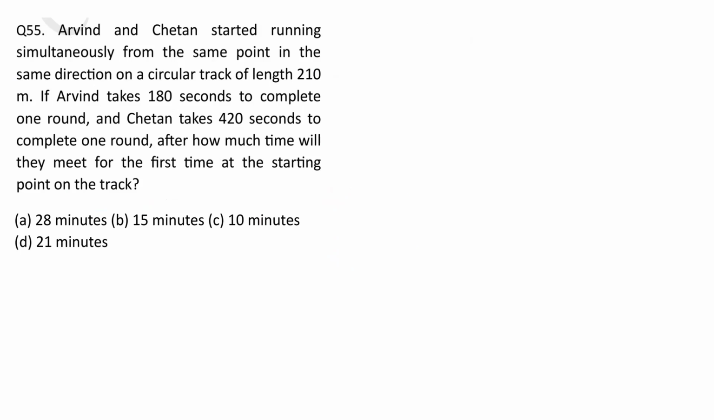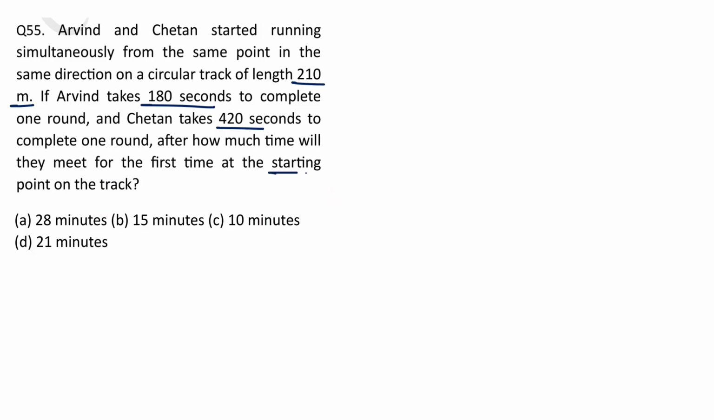Arvind and Chetan started running simultaneously from the same point in the same direction on a circular track of length 210 meters. Arvind takes 180 seconds to complete one round, and Chetan takes 420 seconds to complete one round. After how much time will they meet for the first time at the starting point?